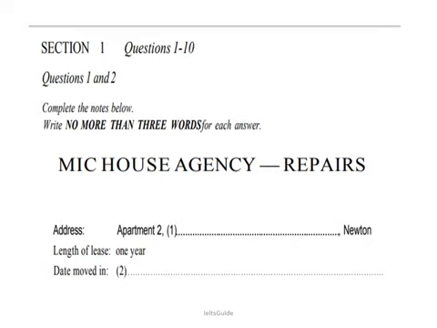Good morning, MIC House Agency. Good morning. I'm ringing about the problems I've been having with my apartment. Yes, of course. If I can just take a few details first. What's your name? Paul Smiley. How do you spell that? Smiley. Okay. And what's the address? Apartment 2, 16 Rose Lane. Rose Lane. And that's in Newton. Oh, yes, I know the property. Could I just ask how long is the lease? It's for 1 year. And you moved in? Last week, on 27th of June. Fine, thank you.